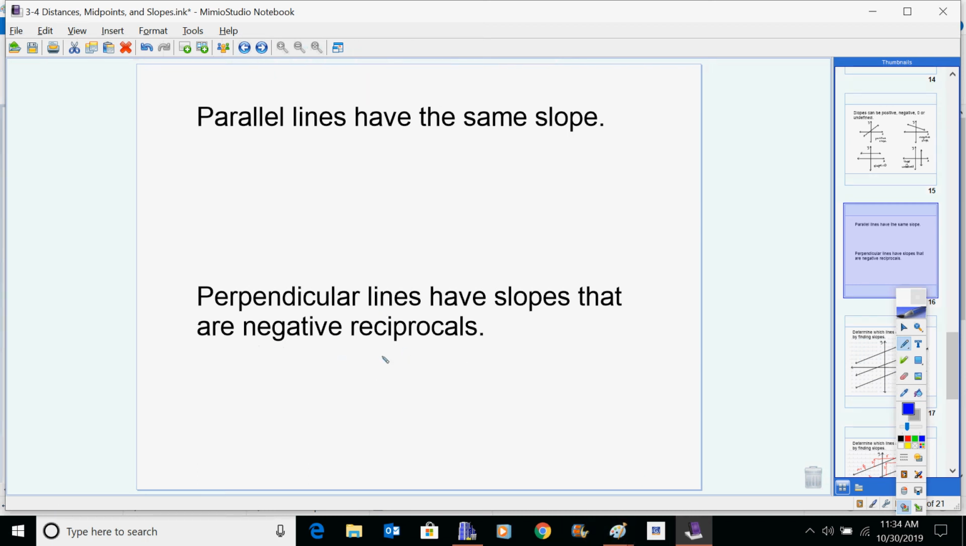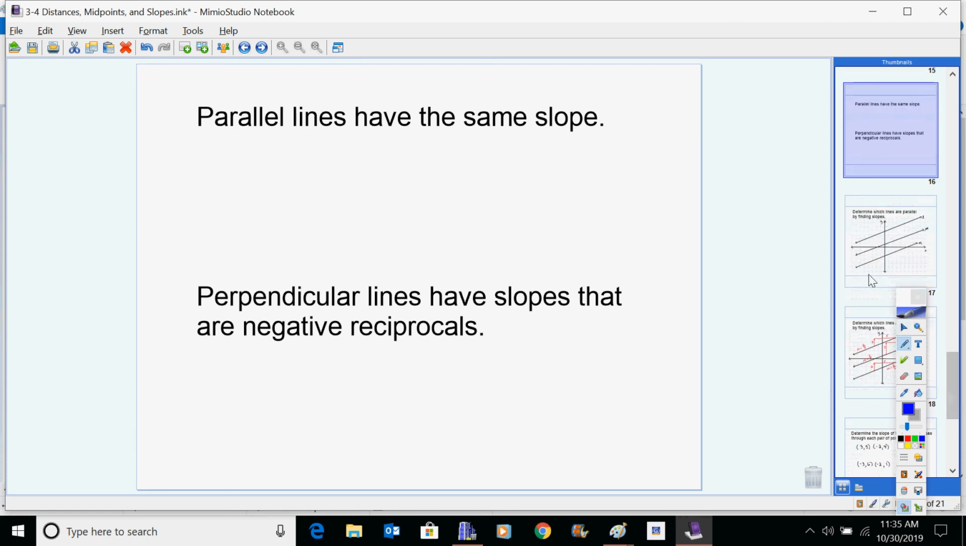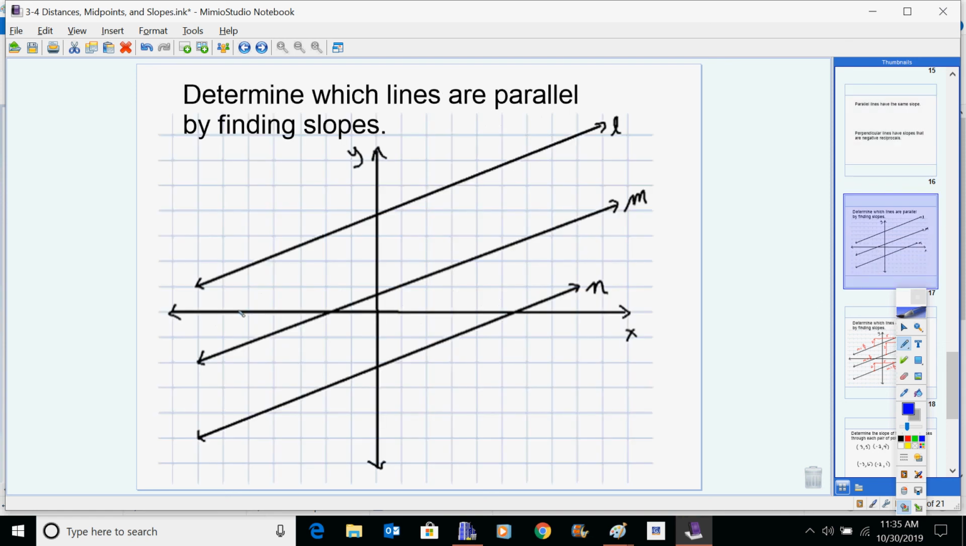For perpendicular lines, parallel lines have the same slope. Perpendicular lines have slopes that are negative reciprocals. The reason I'm telling you that is because you need to be able to find out if lines are really parallel or perpendicular. So you have a graph with 3 lines that look like they're all parallel in front of you, but in reality only 2 of them are parallel to each other. And we can do that by taking a look at the slope.